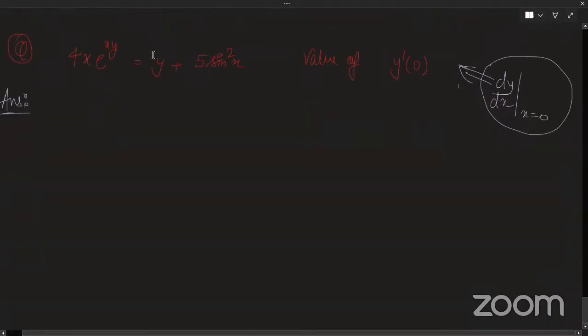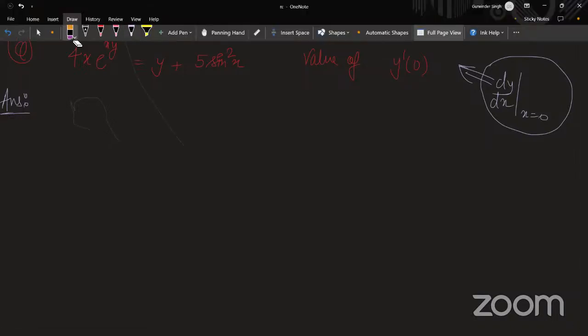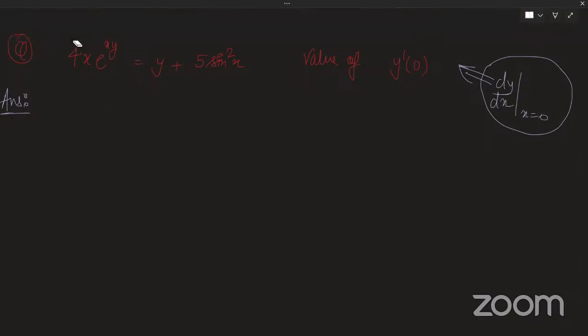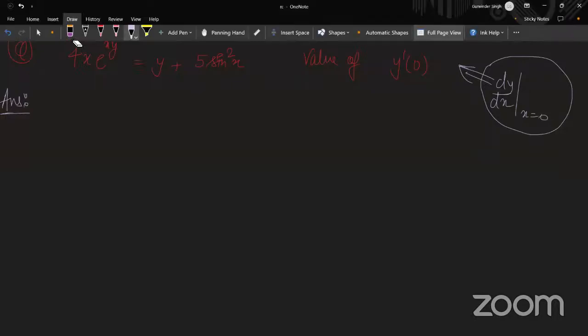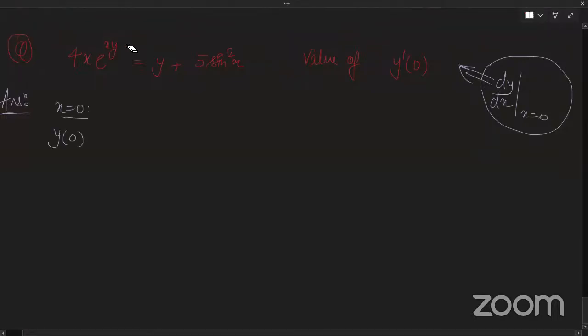So should I do it directly now? Can you tell me how will I do it? If x is equal to 0, how will I calculate my values of y? How will I calculate y of 0? Tell me. Anyone? Just think about it.